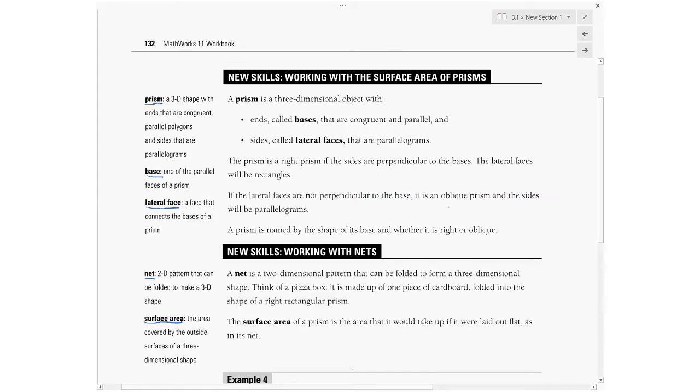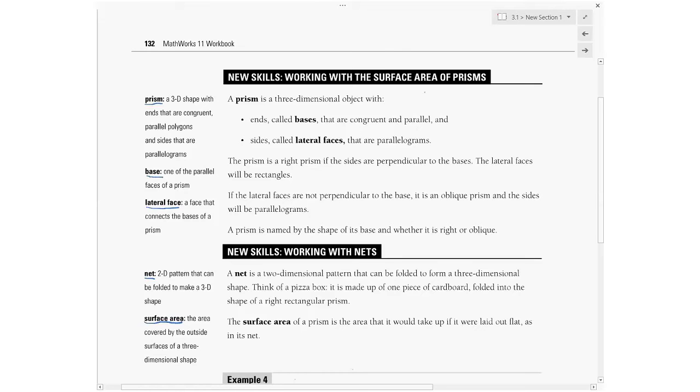Okay, so now we're going to work with the surface area of prisms. Up until now we've been looking at two-dimensional objects. Now we're going to look at some three-dimensional objects. A prism has ends called bases. They're congruent and parallel. Congruent means they're the same, and parallel means that even if they went on forever, they'd never touch.